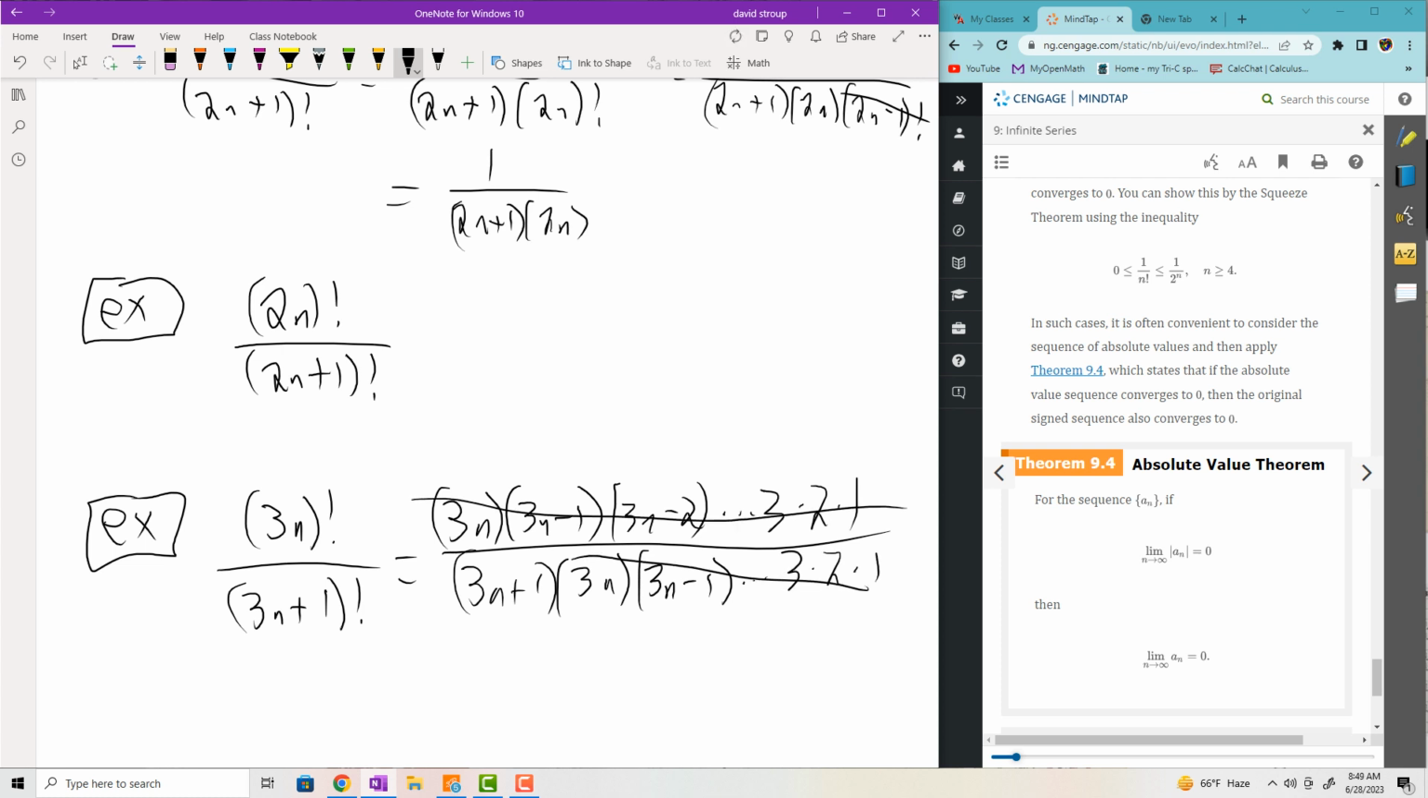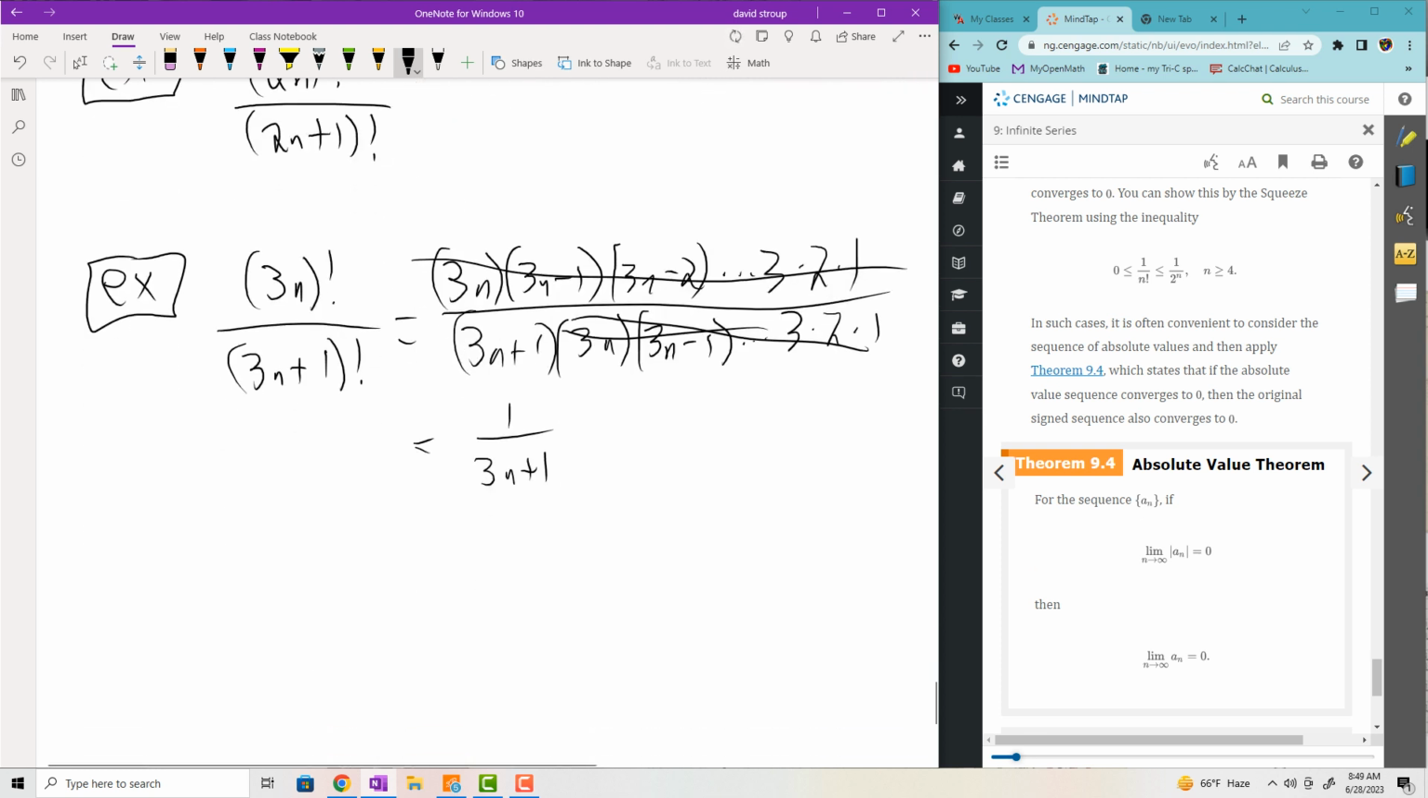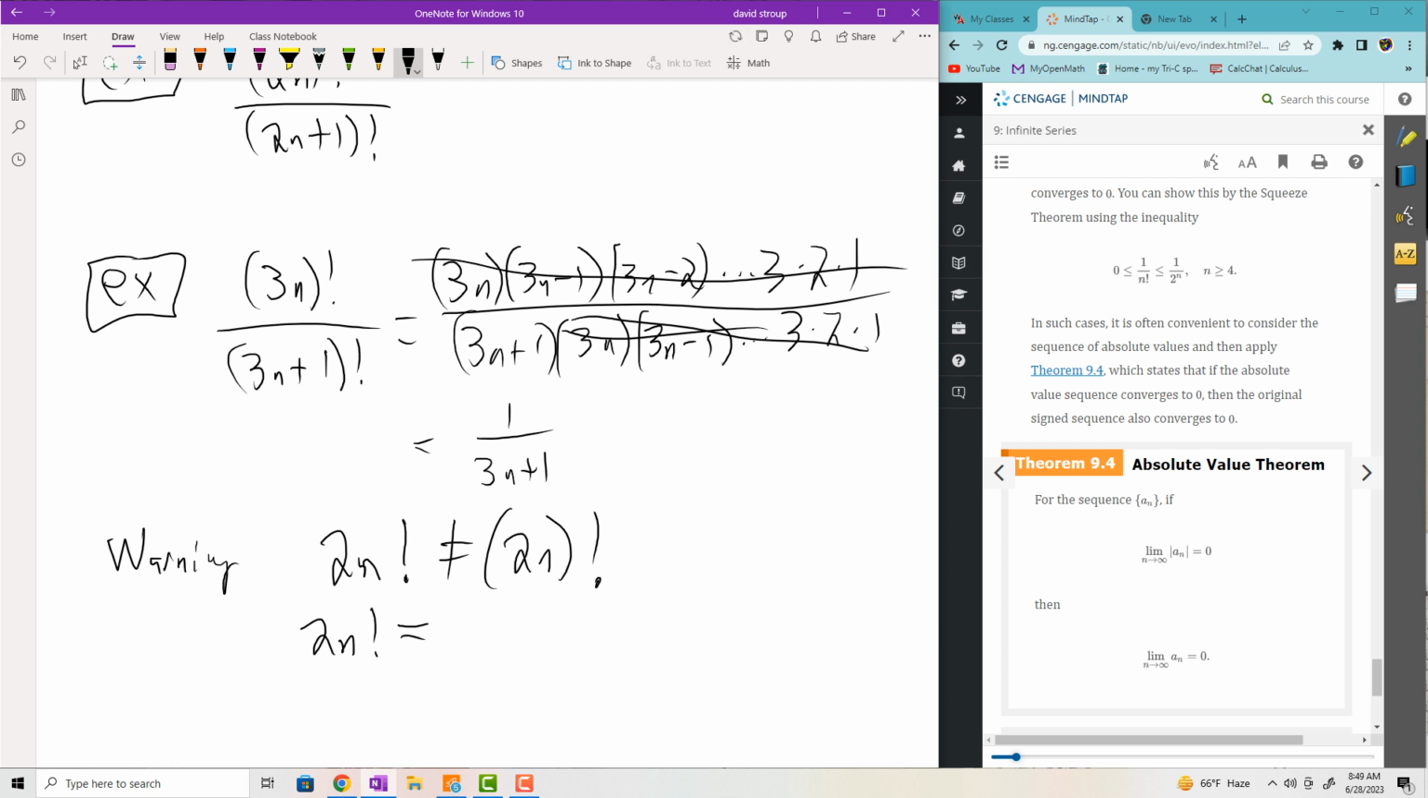So all of this junk is going to cancel with all that junk, and you just get 1 over 3n plus 1. One thing to notice, a warning here: (2n)! is not the same thing as 2(n!), right? So 2(n!), the factorial will only apply to the n portion. That would be 2 times n times n minus 1 times n minus 2, dot, dot, dot, all the way to 3 times 2 times 1.